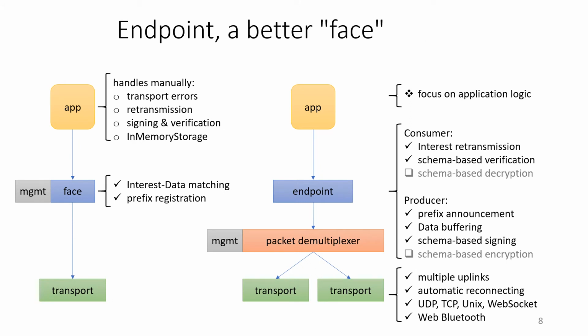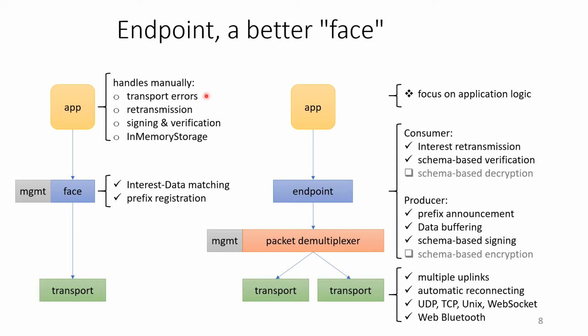Endpoint is a new API introduced by NDNTS. It is a better version of the Face that you may be familiar with. In other libraries, the bottom layer is the transport. Usually it's a connection to NFD. Then there is a Face. The Face handles interest data matching and prefix registration. And then your application talks to the Face. You can express interest or you can register a prefix.